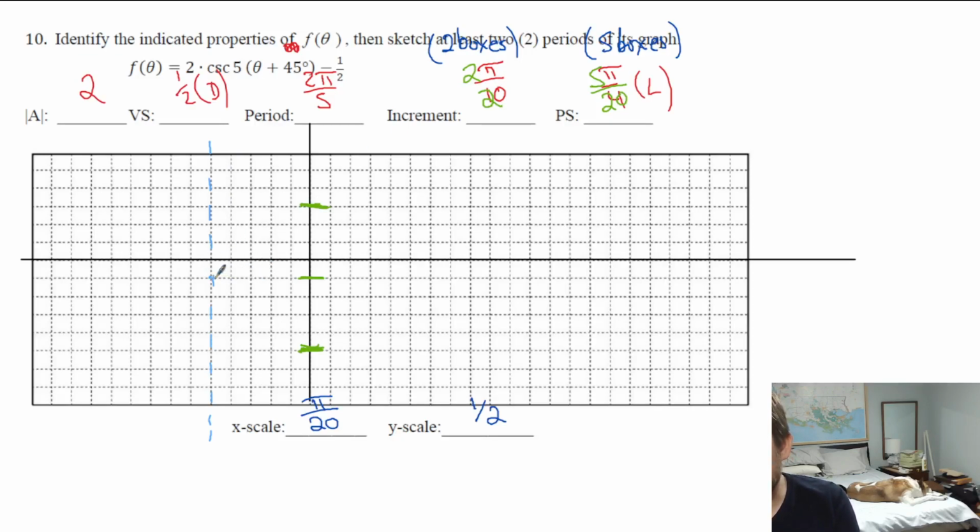And after our midline would come a point that's our max. So a point there. Then in 2 more units, we're back on the midline, so we get another vertical asymptote. Then in 2 more units, we're down at our min. 2 more units midline, so asymptote. Then 2 lines over from there, we're back to max. 2 lines later, another asymptote. 2 lines later, min. 2 lines later, asymptote.